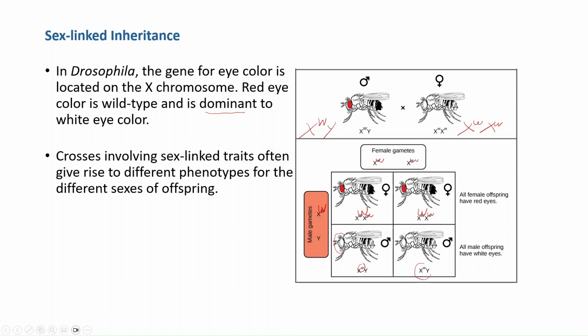So notice in here, because that's what makes it very interesting, you cross a red-eyed male with a white-eyed female. And in the offspring, all of the females have red eyes, opposite from the mother, all of the males have white eyes, opposite from the father. And there's all sorts of combinations with fruit flies. One of the most fun things I remember from genetics lab, crossing fruit flies.